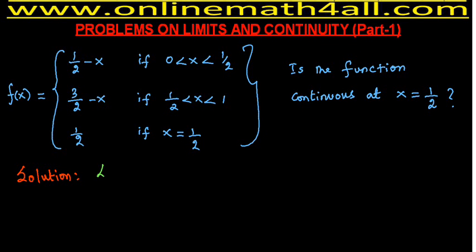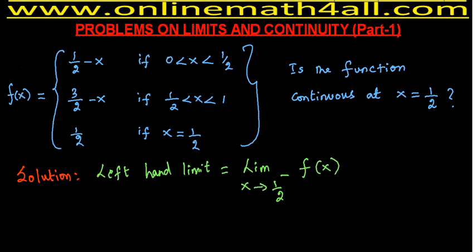So first let me find the left hand limit. So left hand limit is equal to limit x tends to 1 over 2 negative, because this negative at the top of 1 over 2 indicates we take the left hand limit of 1 over 2. Limit x tends to 1 over 2 negative f of x. Here we have three parts for f of x. The first part is 1 over 2 negative x, the second part is 3 over 2 negative x, the third part is 1 over 2.